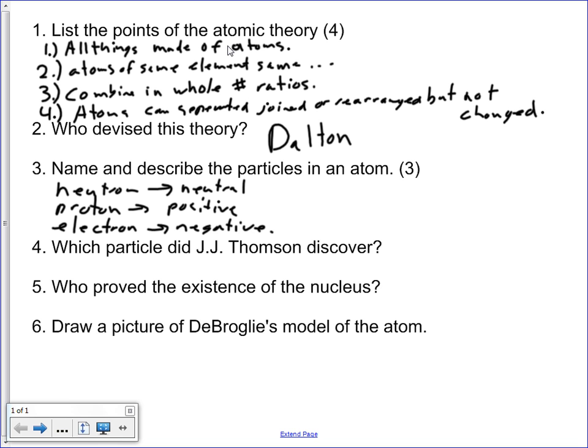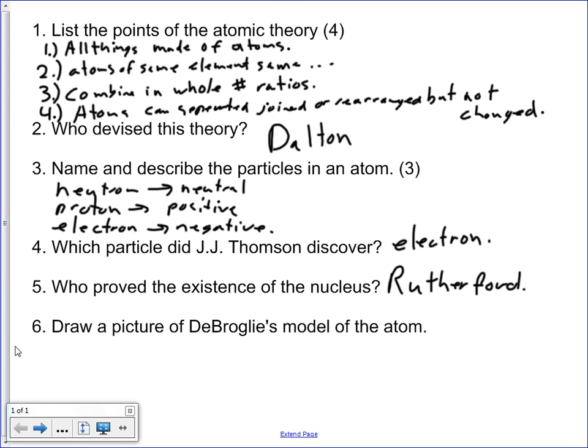Which of those 3 particles did Thomson discover? The electron, right. Who proved the existence of the nucleus? Right, Rutherford. He did the gold foil experiment. So Rutherford's the answer for number 5.